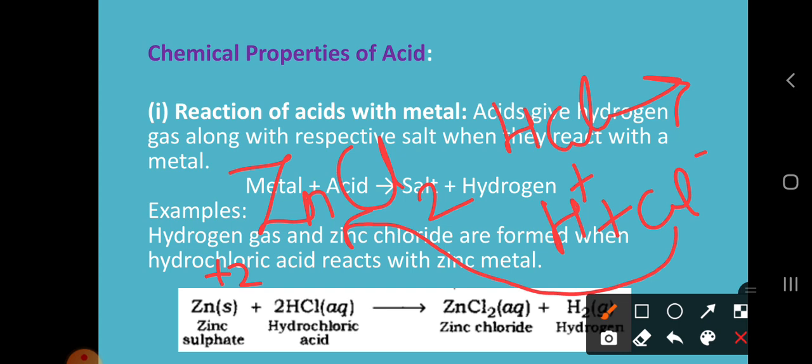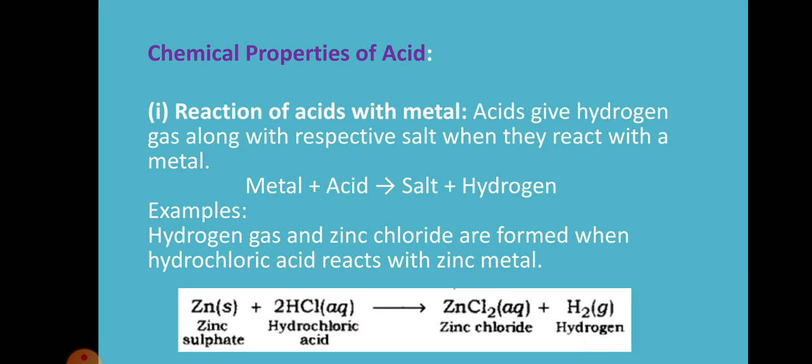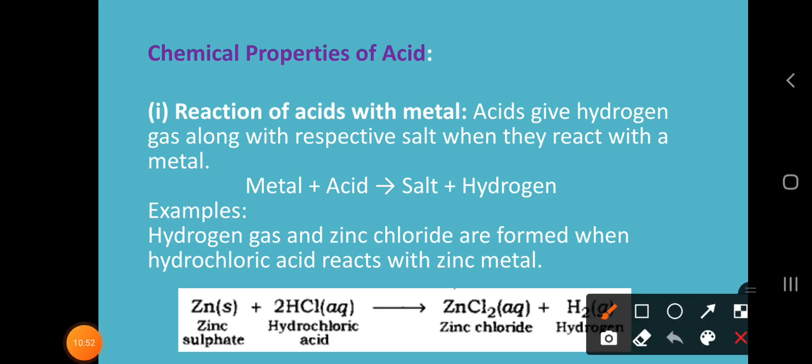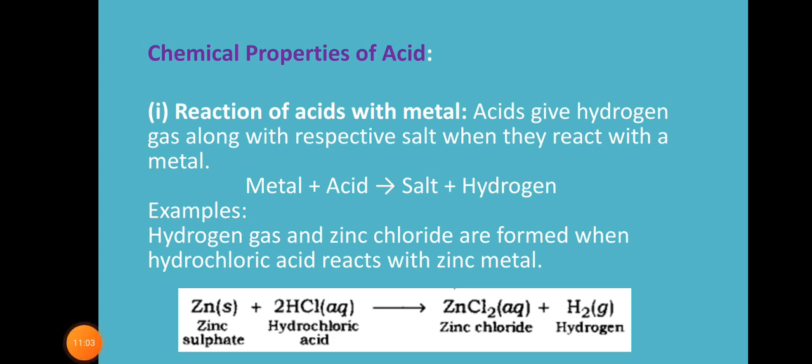Okay dear students, so if it is ZnCl2, just go for balancing the chemical equation. Because chlorine is 2, we have to multiply the hydrochloric acid by 2. So you will get the equation as Zn plus 2HCl gives ZnCl2 plus H2 gas. So this is the concept of chemical properties of acid.